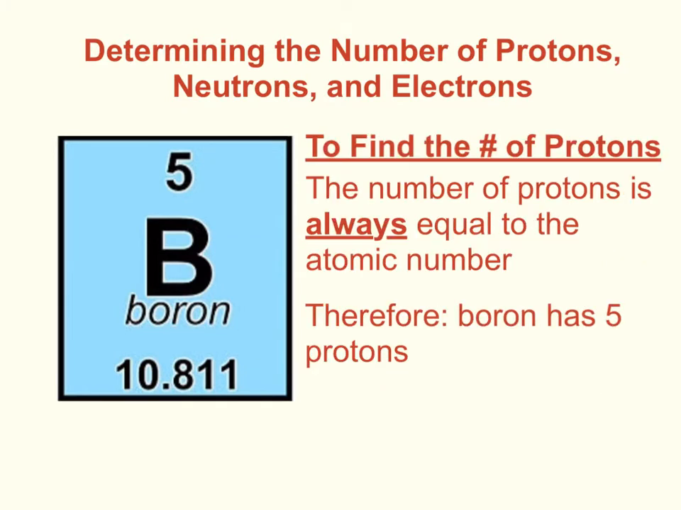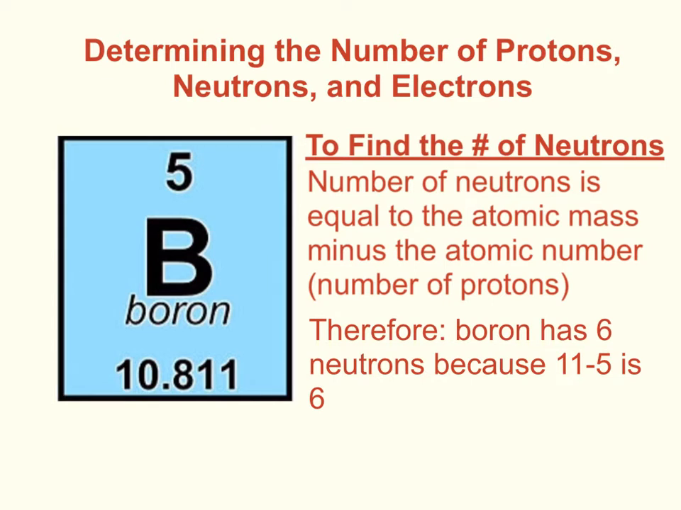If you're asked to find the number of protons in an atom, that's the easiest one. The atomic number is the number of protons. In fact, the reason boron is atomic number 5 is because it has 5 protons. So anytime you're asked to find the number of protons, just look at the atomic number and that's your answer.